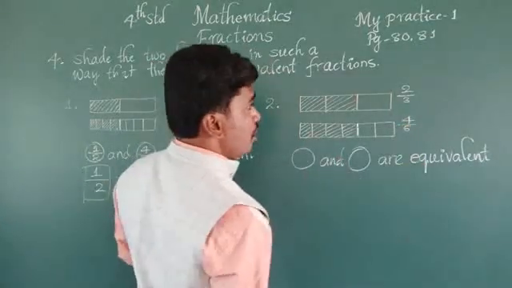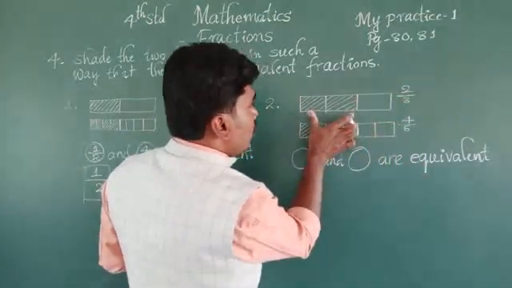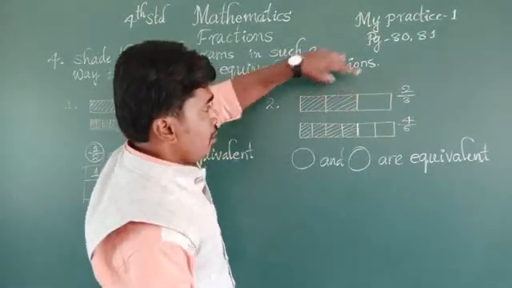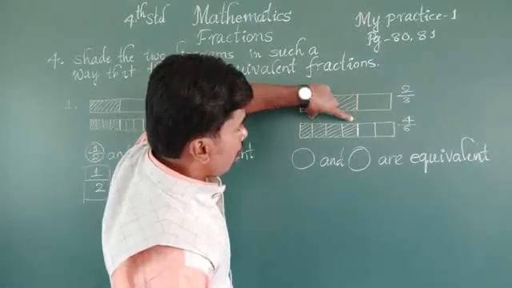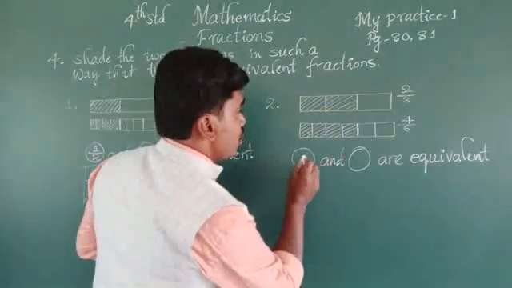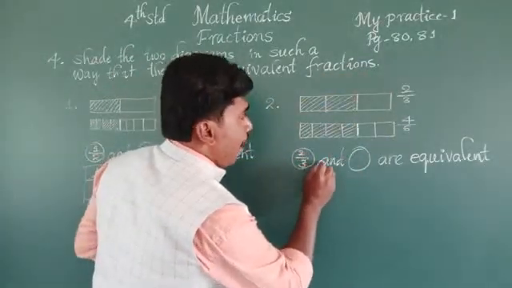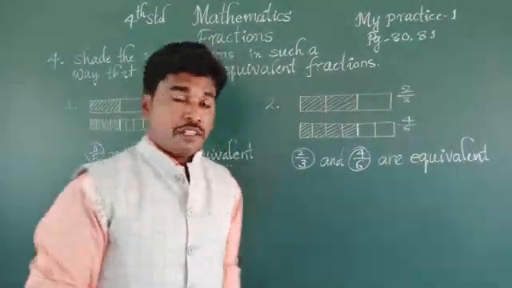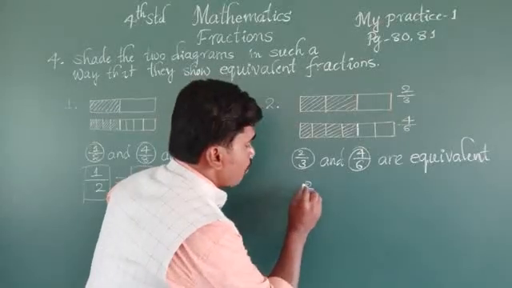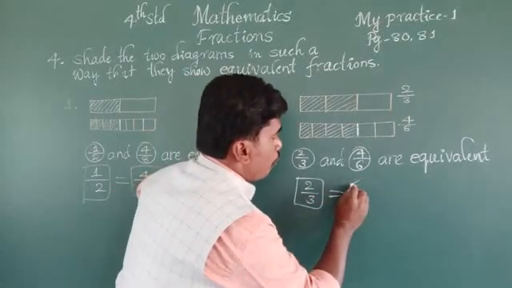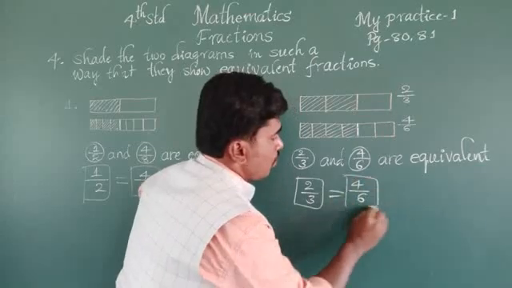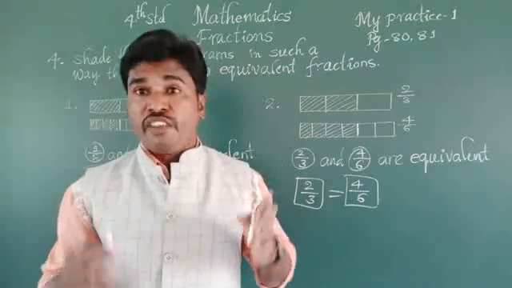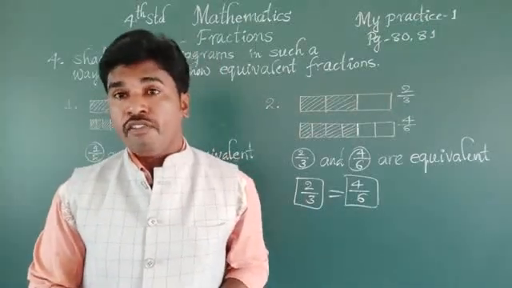So it is understood that 2 by 3 is this part, and 4 by 6 also is the same part. 2 by 3 and 4 by 6 are equivalent fractions. So 2 by 3 is equal to 4 by 6. The value remains the same. The value does not change. Such fractions we call equivalent fractions.